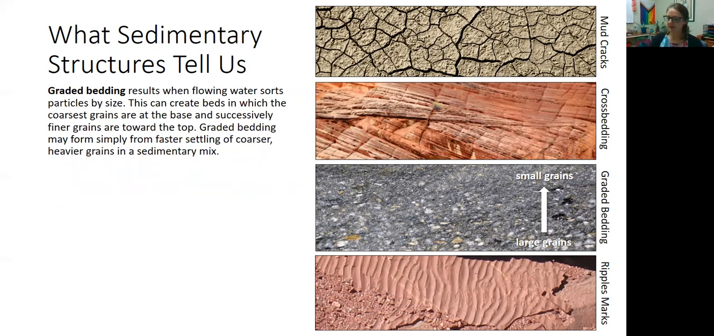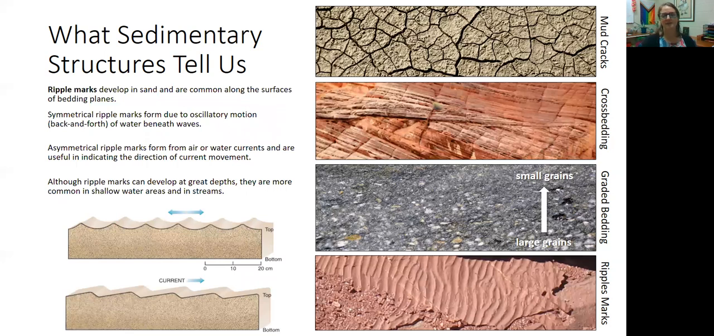If you see graded bedding, this is when the bottom of the rock has very large grains, and that slowly transitions into just small grains up at the top of the rock. We call this graded bedding. And this happens often when water transports sediment downhill and then deposits the sediment all at once, so that the large grains settle out first, followed by the small grains settle out slowly on top of them. So this happens a lot in deep marine environments.